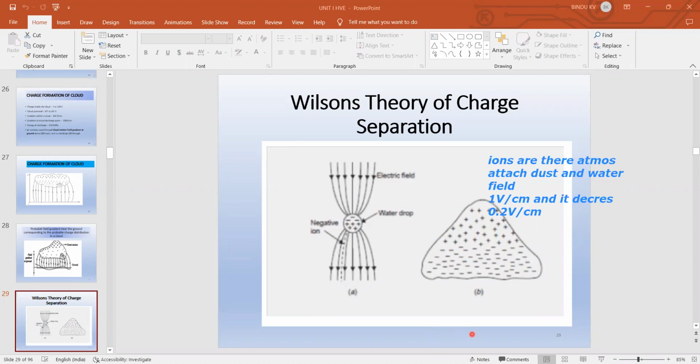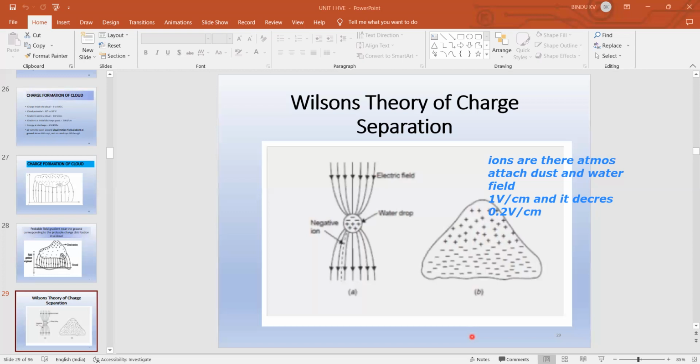Once the raindrop is falling in this electric field, it becomes polarized. It acquires negative charge at the top and positive charge at the bottom. In the diagram you can see the water droplet, with the electric field present. The negative charges occur at the top, and at the bottom we have the positive charges, on the lower side of the raindrop.